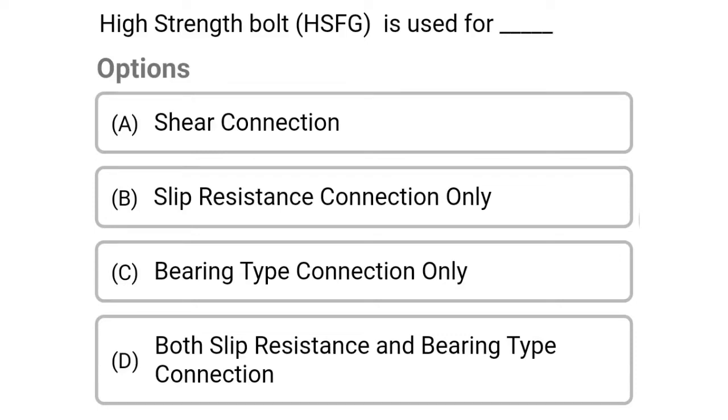Today we are going to see the MCQ related with design of structure in the topic of limit state of design of steel components. So the first question, high strength bolt HSFG is used for option A shear connection, option B slip resistance connection only, option C bearing type connection only, option D both slip resistant and bearing type connections. So the correct answer is option D, both slip resistance and bearing type connection.